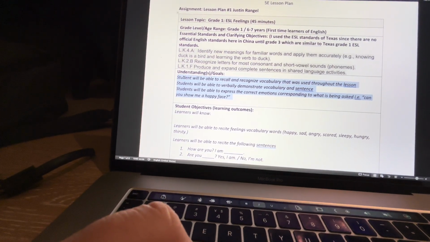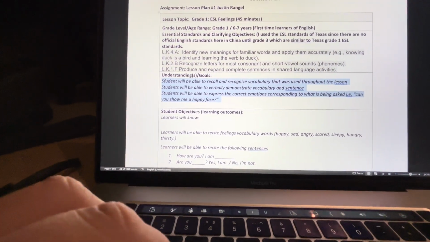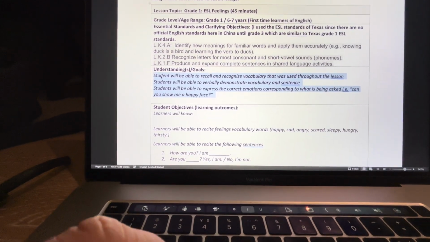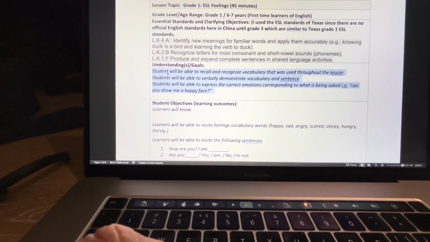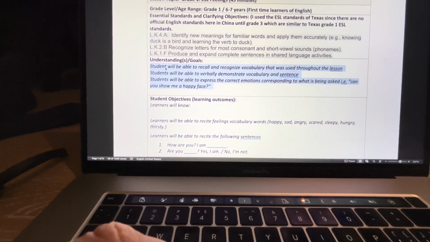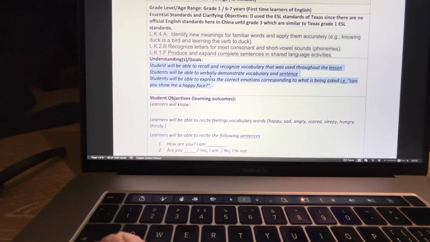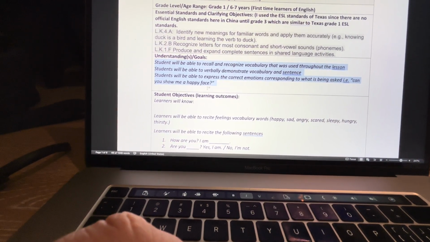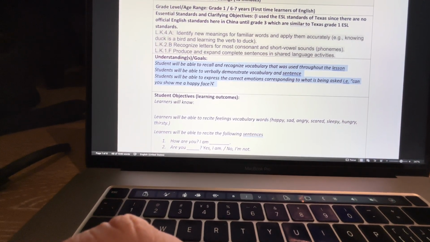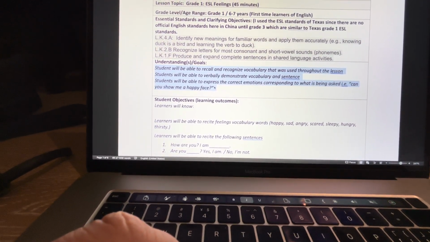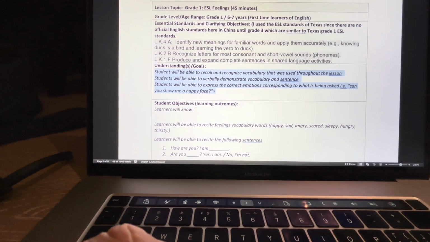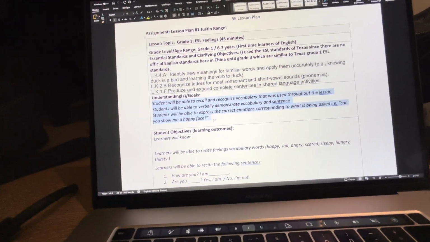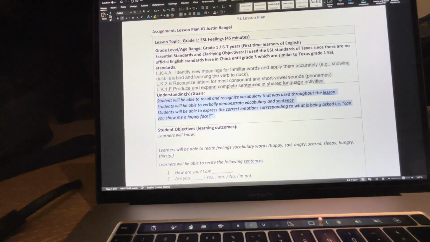For example, in the understanding goals, I wrote mine. I just want to know if this is okay the way I wrote it. Students will be able to recall and recognize vocabulary that was used throughout the lesson. That's one of the goals. Another goal is students will be able to verbally demonstrate vocabulary and sentences. And learning goal number 3, students will be able to express correct emotions corresponding to what is being asked, like, show me a happy face. They'll be able to express the correct emotions. Is that an okay learning goal?